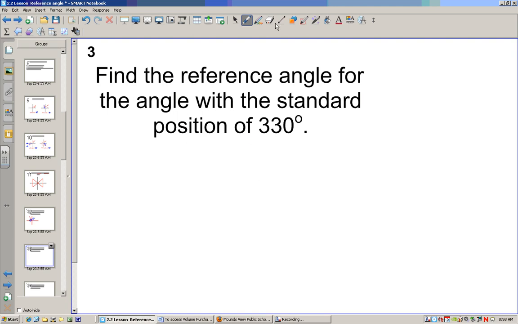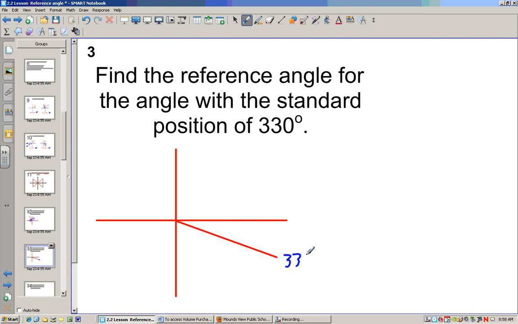Find the reference angle for 330. Pause the video again. 330 is over here. So if this is 330, if we're going up to the x-axis, that means that reference angle has to be 30.